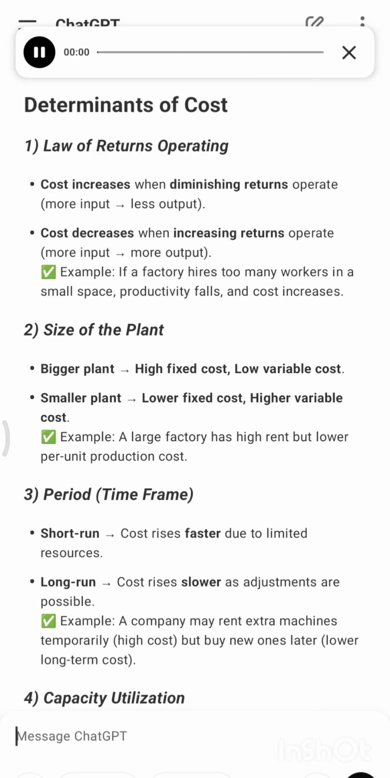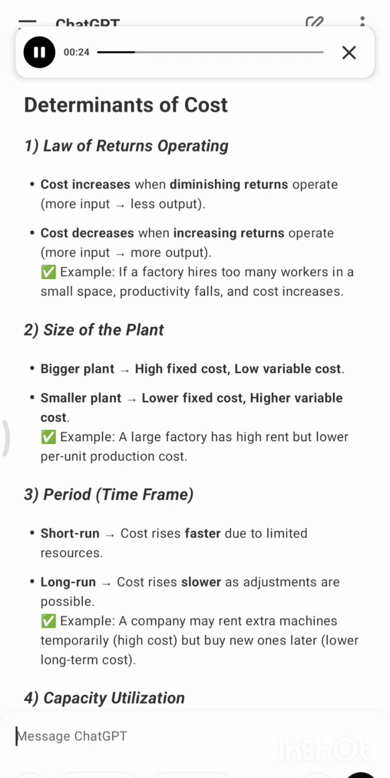Determinants of cost. 1. Law of returns operating. Cost increases when diminishing returns operate. More input, less output. Cost decreases when increasing returns operate. More input, more output. Example, if a factory hires too many workers in a small space, productivity falls and cost increases. 2. Size of the plant.